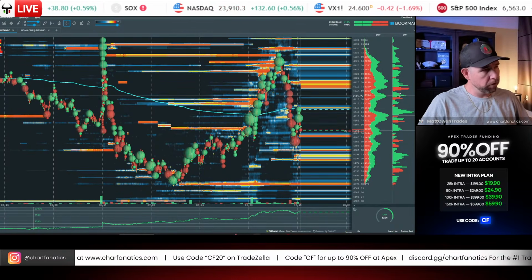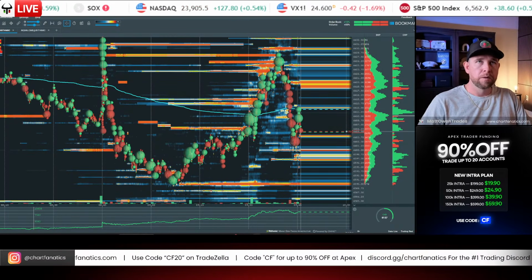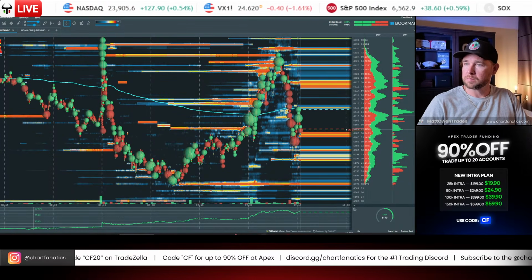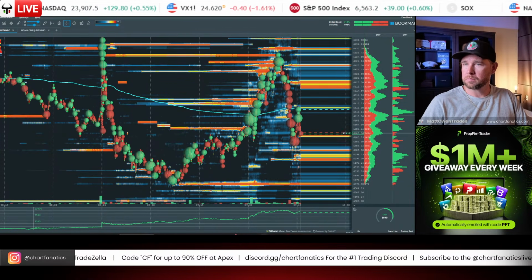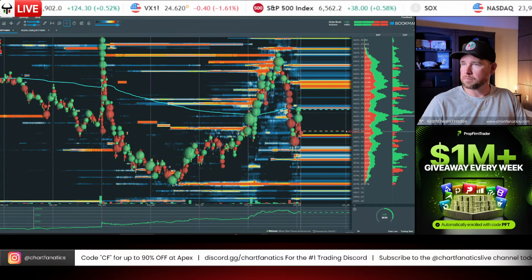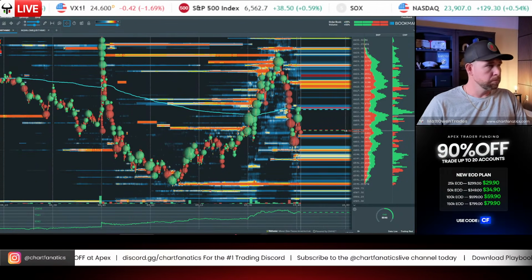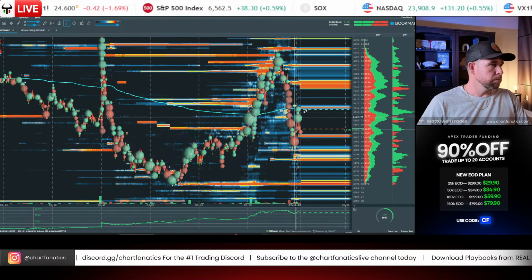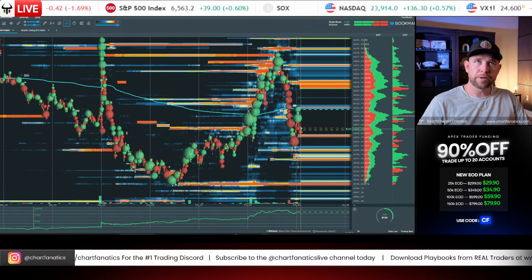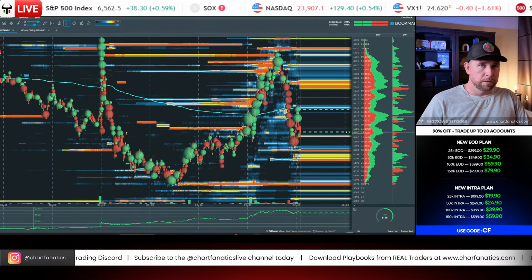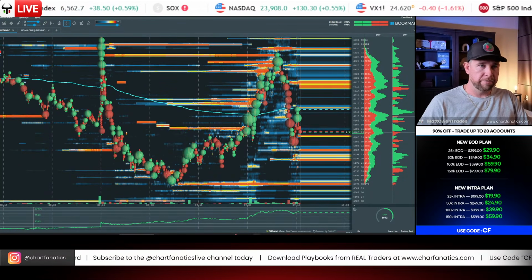So here's the 9:45 news coming out. We have more at 10 a.m. though. Still very mindful we could see this just balance out here. Take a look at the volume profile now.